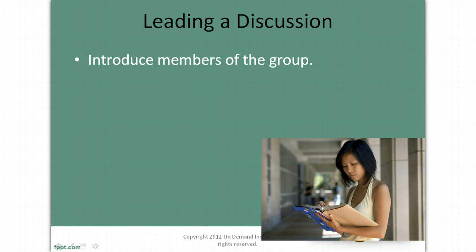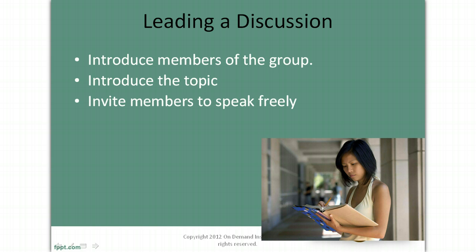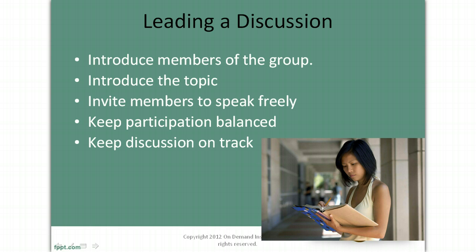How do you lead a discussion? Here's a list of duties of a discussion leader. Introduce members of the group to each other and to the audience if one is present. Introduce the topic. Phrase it as a question. Invite and encourage members to speak freely, especially a member who is silent. Keep participation balanced by tactfully diverting discussion from a member who is talking too much to one who has said less. Keep discussion on track.